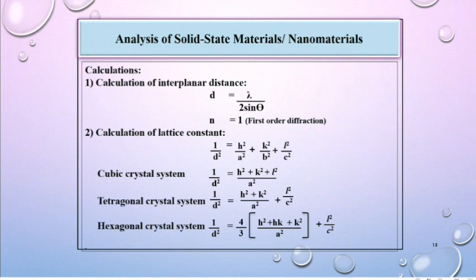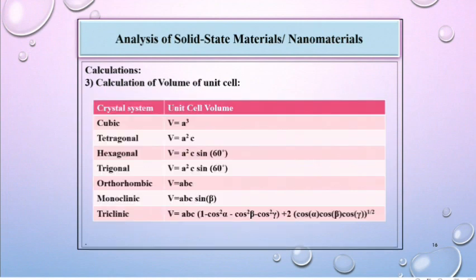For hexagonal crystal system, 1 upon d square equal to 4 by 3 into bracket h square plus hk plus k square divided by a square bracket complete plus l square divided by c square. Third, calculation of volume of unit cell. Use this chart for the calculation of volume of unit cell.